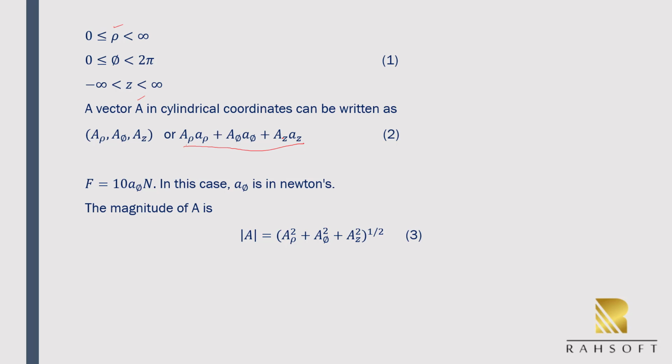It is important to note that a phi is not in degrees. It assumes the units of A. For example, if a force of 10 Newton acts on a particle in circular motion, the force may be represented as F equal to 10 a phi N. So in this case F is in newtons. The magnitude of A can be represented as the square root of A rho squared plus A phi squared plus A z squared.